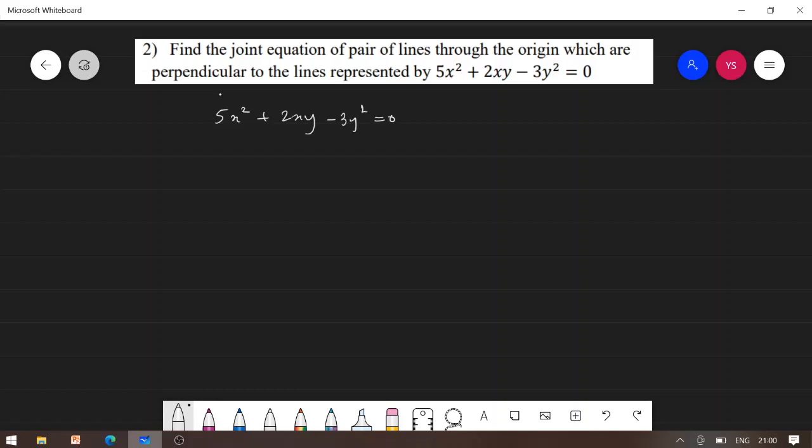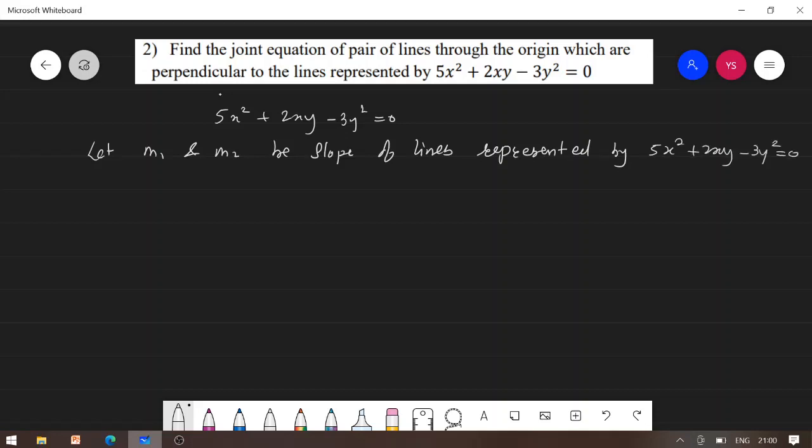Now let us assume that m1 and m2 are the slopes of the lines represented by the combined equation 5x square plus 2xy minus 3y square equals 0. Therefore, that implies m1 plus m2 equals minus 2h divided by b, and m1 into m2 equals a by b.